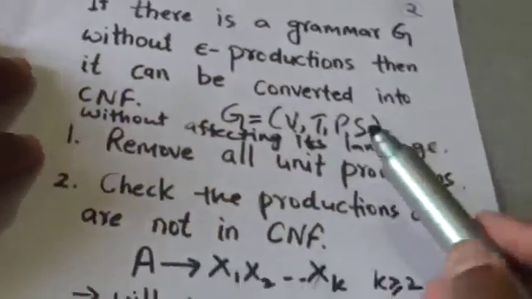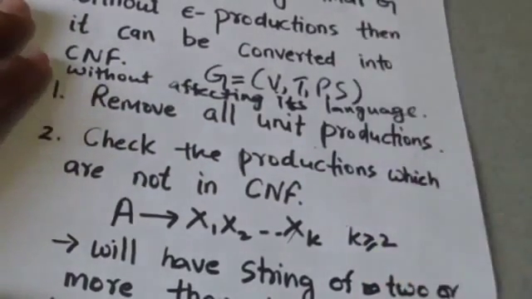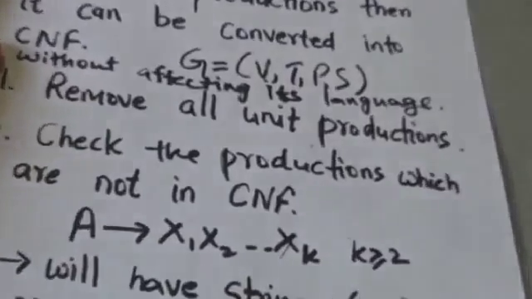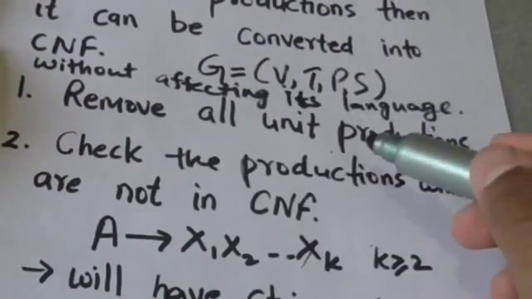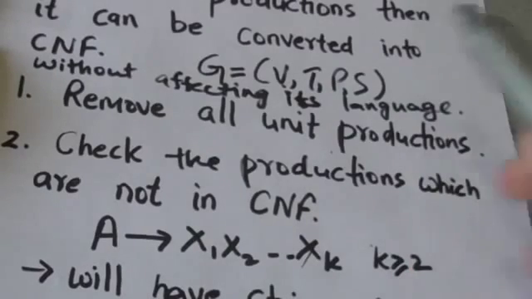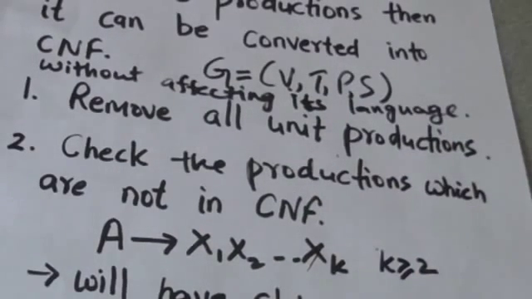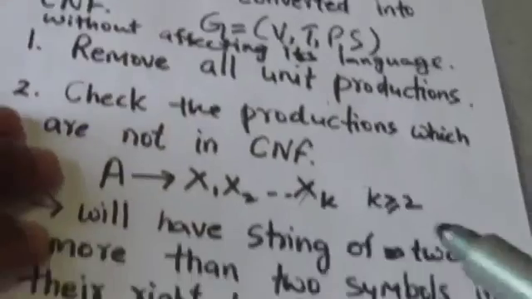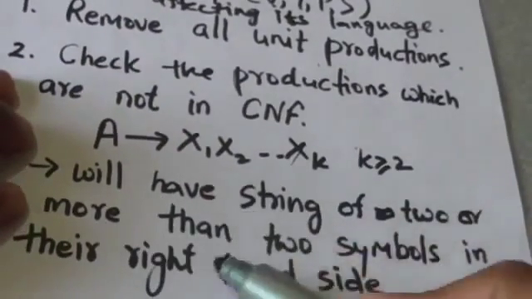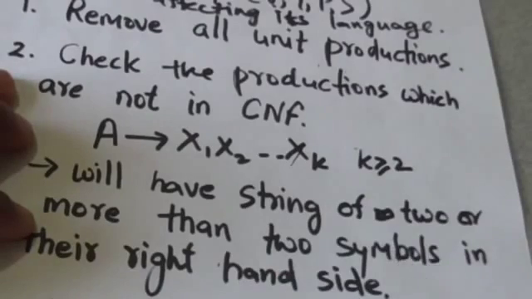First of all, we will remove all unit productions from this grammar G. Now, how can we remove unit productions? This thing I have explained in previous tutorials. Now, after removing all unit productions from grammar G, what we have to do? We have to find the productions which are not in Chomsky normal form. Now the productions which are not in Chomsky normal form after removing all unit productions, they all will have a string of two or more than two symbols in their right hand side, right?